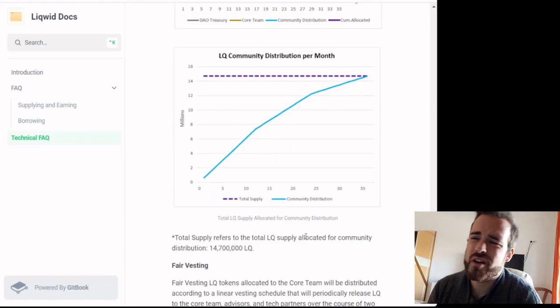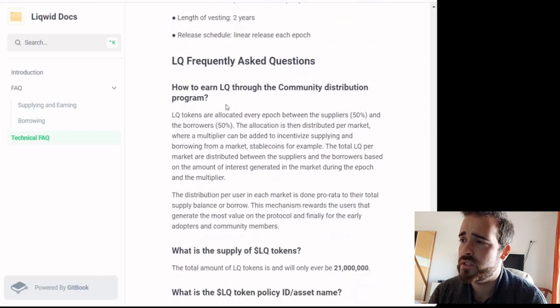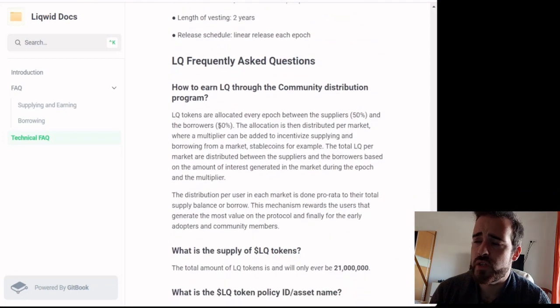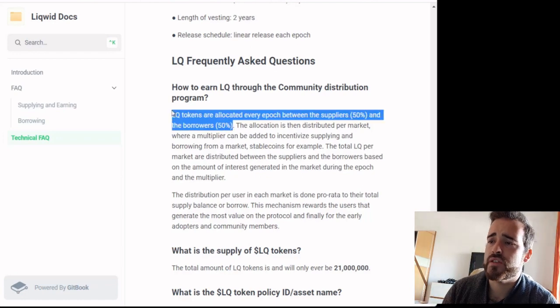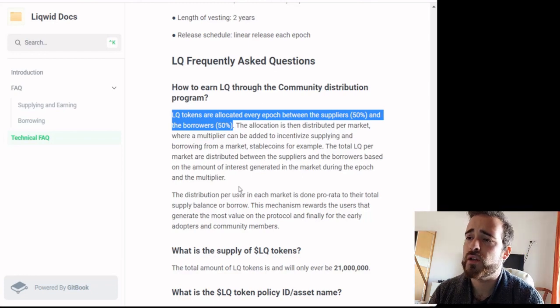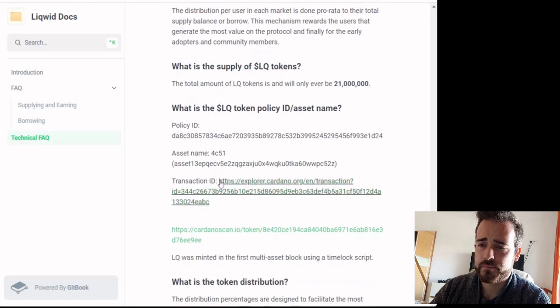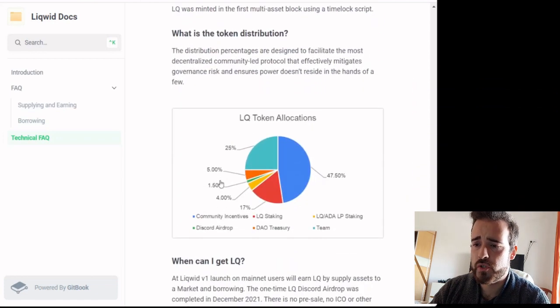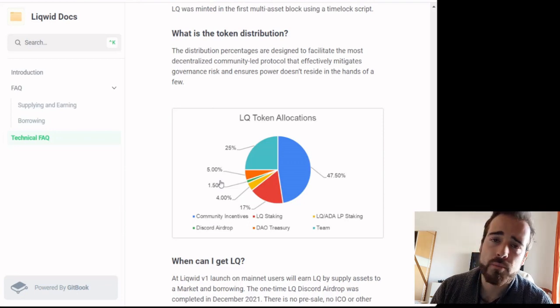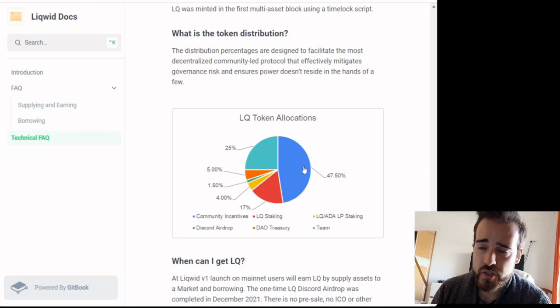So, taking a look at how you can earn LQ tokens through the community distribution, I also think this is a very positive distribution. The Liqwid tokens are distributed to the community 50% to suppliers and 50% to borrowers. And naturally, the distribution is associated with the amount of value they have supplied and borrowed. And below, we also have the allocation for the token distribution. The community incentives are almost 50%, for the people that are actually using the protocol and that will get rewarded with LQ tokens thanks to their usage of the protocol, especially during these first years.